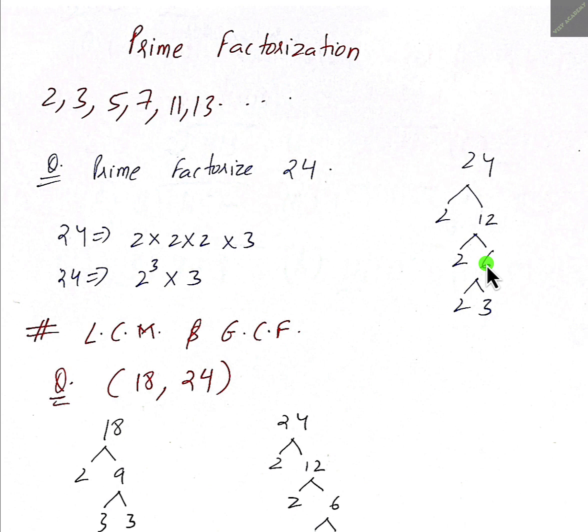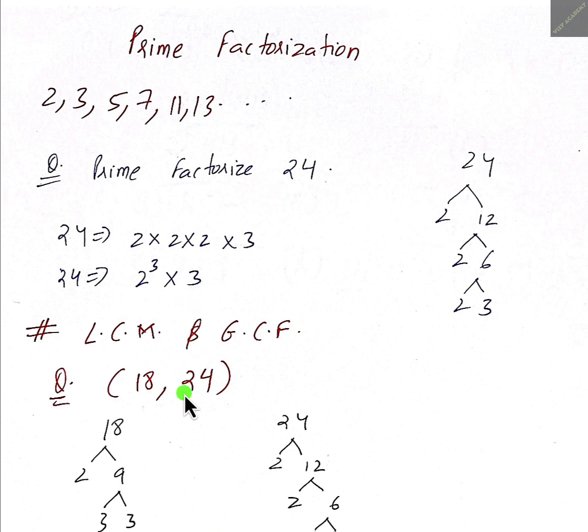So 24 can be written down as a product of 2 times 2 times 2 times 3, which is taken from this factor tree. Or 24 can be written down as 2 cube times 3. So let us do a question in which we will be finding LCM and GCF.